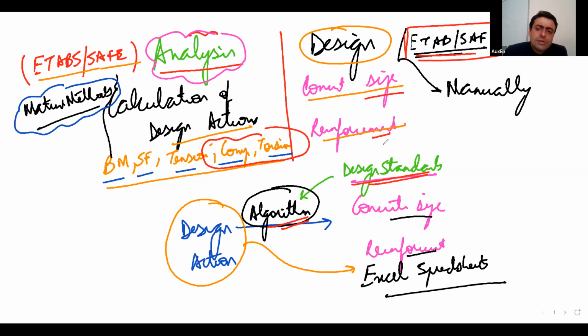If you don't want to use these softwares to give you the reinforcement output, what many people also do is that they will take the design action results and then use tools like Excel spreadsheets, or you might have heard about some post processors like RCDC, etc., to find out the reinforcements. All right. Have I made myself clear?